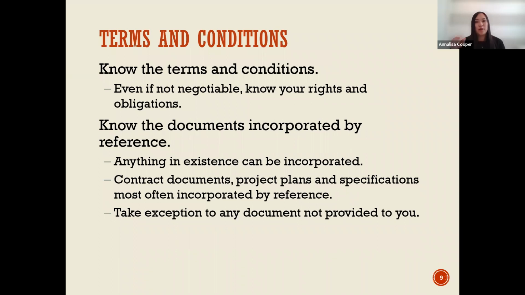Terms and conditions. So I had mentioned this earlier. Typically, they're non-negotiable when you receive a package of terms and conditions from a company. You can try to change something if something doesn't work for you, but it's very, very difficult to get those changed and negotiated.